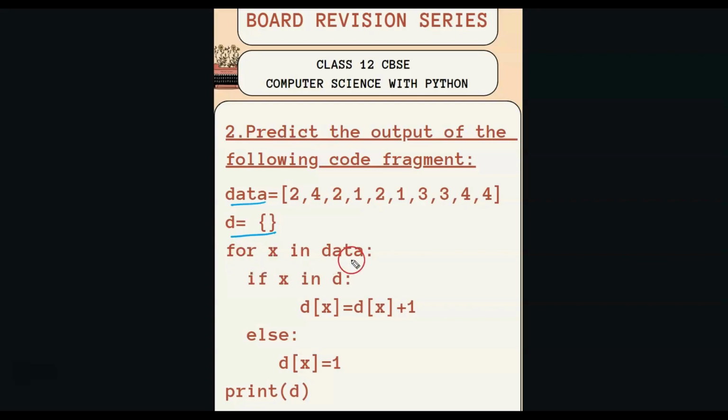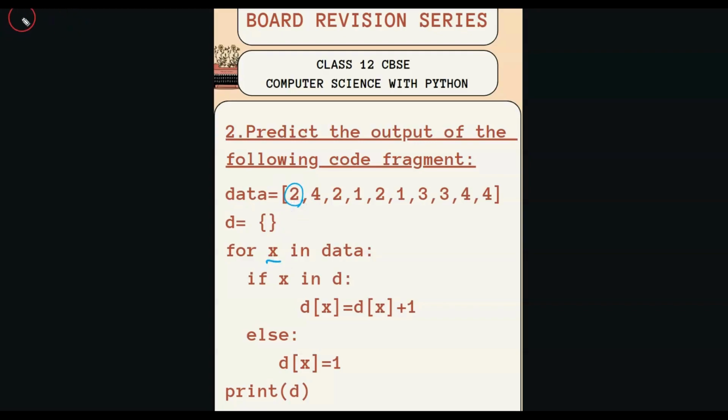After that, for X in data, so here this X represents the values in the data. Okay, so these are the values. So it is representing the values in the data. You should understand what is X here. If X in D, so it is checking for X in D. So let us solve this question now. So what is the first step it is going to do? So the first step which is going to do is for X in data. Okay, so first X is 2.